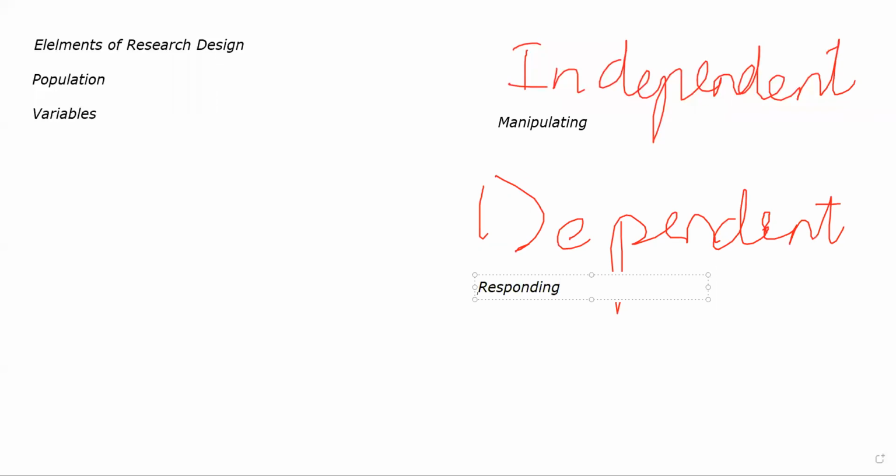Responding. Now, why so? Independent variables are variables that will not depend on the sample, but if you change the independent variable, this fellow will change. I'll give you one example. Let's suppose there is a crying child. Okay.